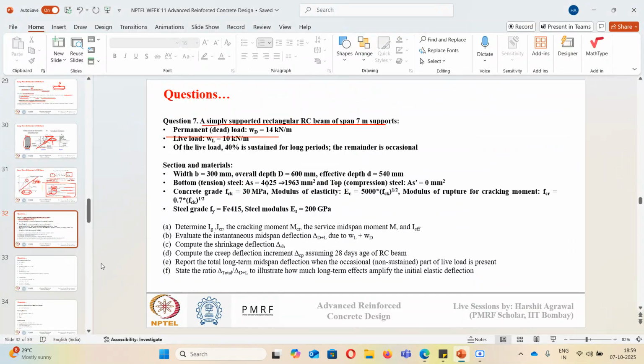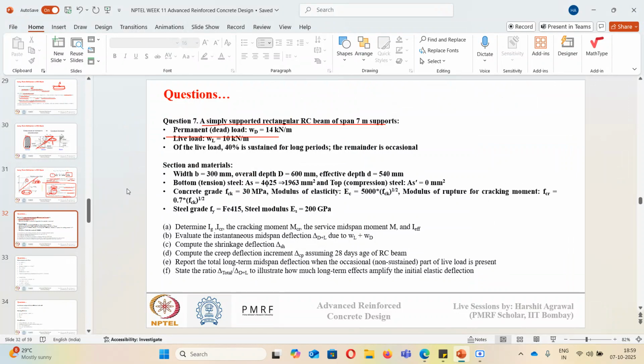Okay, so let's see how we'll approach. In this question, first we need to calculate the moments and the stiffness of the section. What is the cracked moment of inertia? That is my first point to calculate: gross moment of inertia and cracked moment of inertia. Once I know these two values, I will calculate the neutral axis depth, the lever arm distance, and the effective moment of inertia of the section.